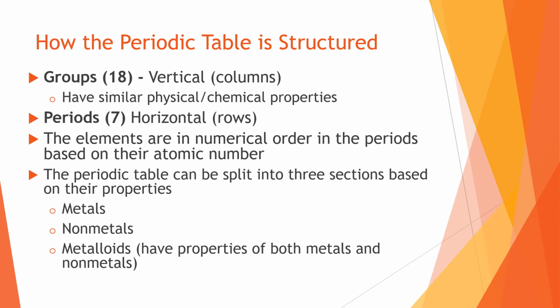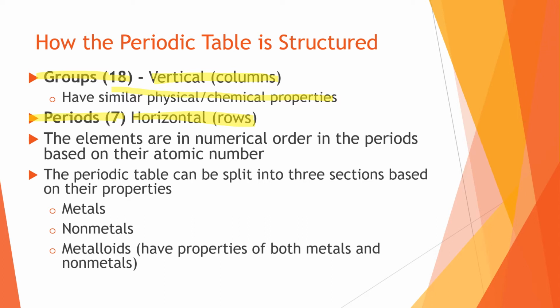Okay, so how the periodic table is structured. There are 18 groups on the periodic table. Those are known as the vertical columns, so from top to bottom. Elements within the same group or same column have very similar physical and chemical properties. So all the elements in the second group on the periodic table are going to have similar properties. There are 7 periods, which are the horizontal rows of the periodic table.